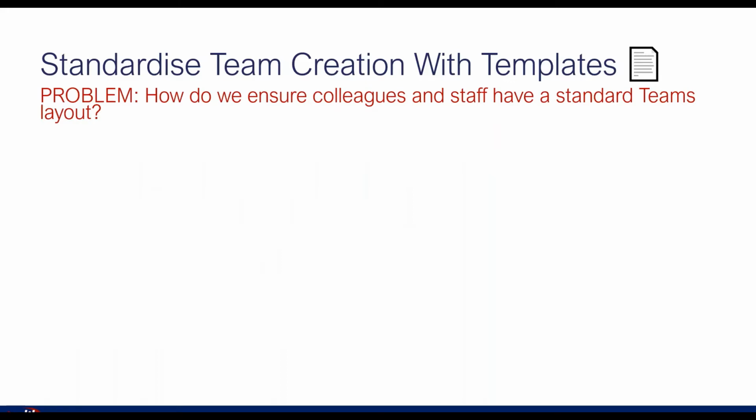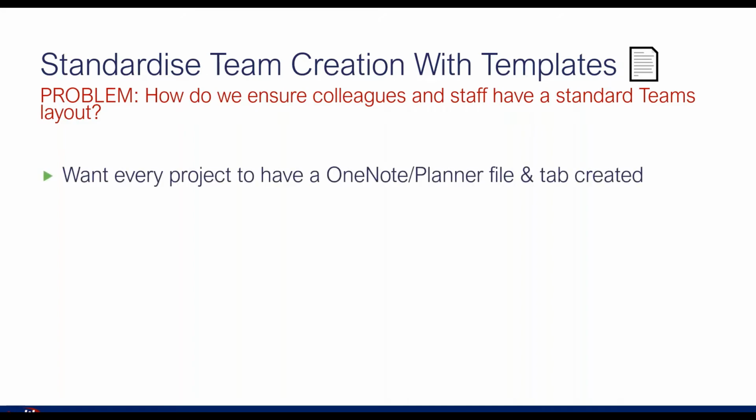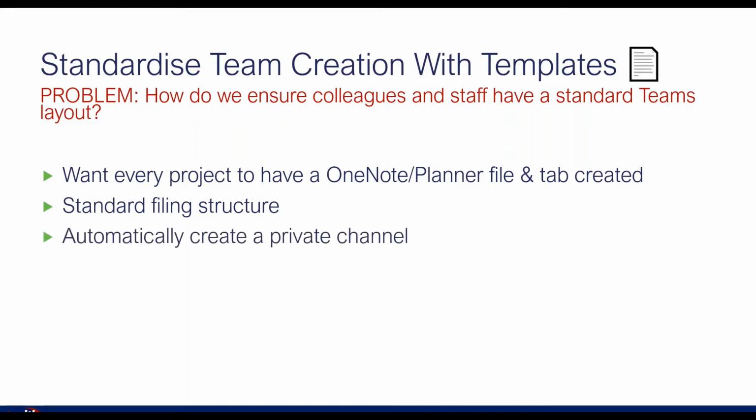So firstly, let's look at templates. An initial problem you may face is how do you ensure colleagues and staff have a standard Teams layout? One example is for every team or every project, for example, you may want to have a OneNote or a Planner file tab created. You may want to have a standard filing structure with every team that gets replicated out to every new team that's created in the future. Or you may want to ensure that every team, for example, has a private channel created.